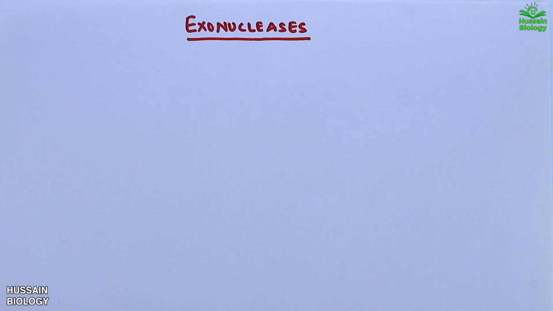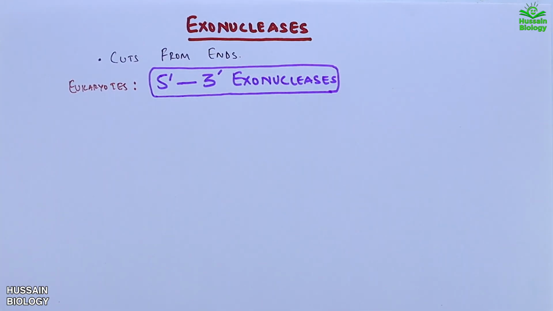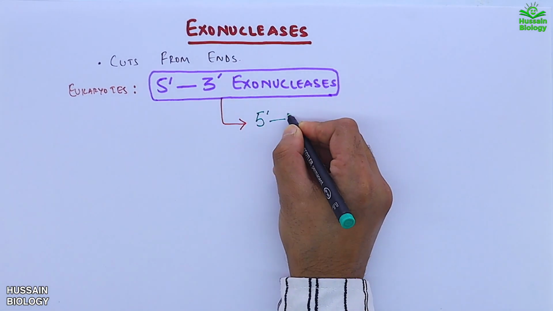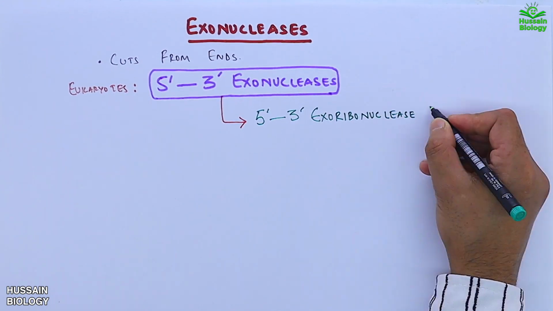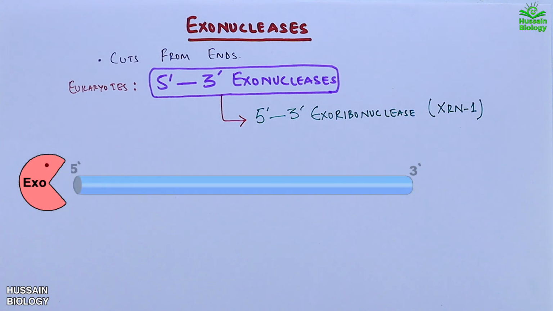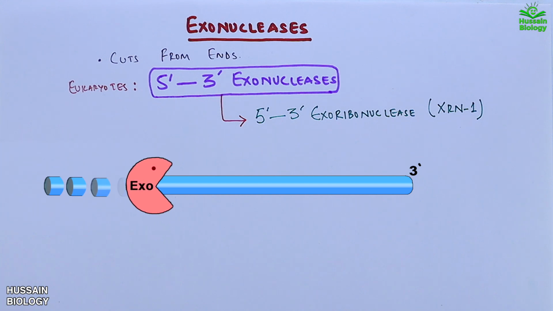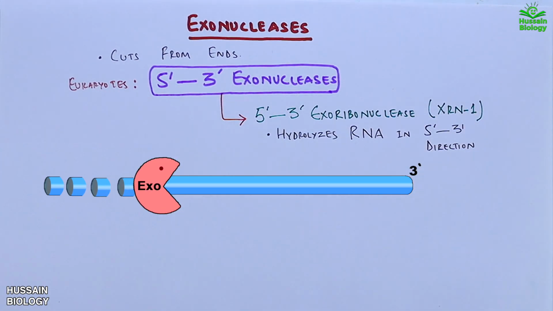As we know, exonucleases cut from the ends. In eukaryotes we have 5' to 3' exonucleases. And the first exonuclease is the 5' 3' exoribonuclease, also known as XRN1, as shown in the diagram. This XRN1 molecule acts on an RNA molecule and hydrolyzes RNA in the 5' to 3' direction.